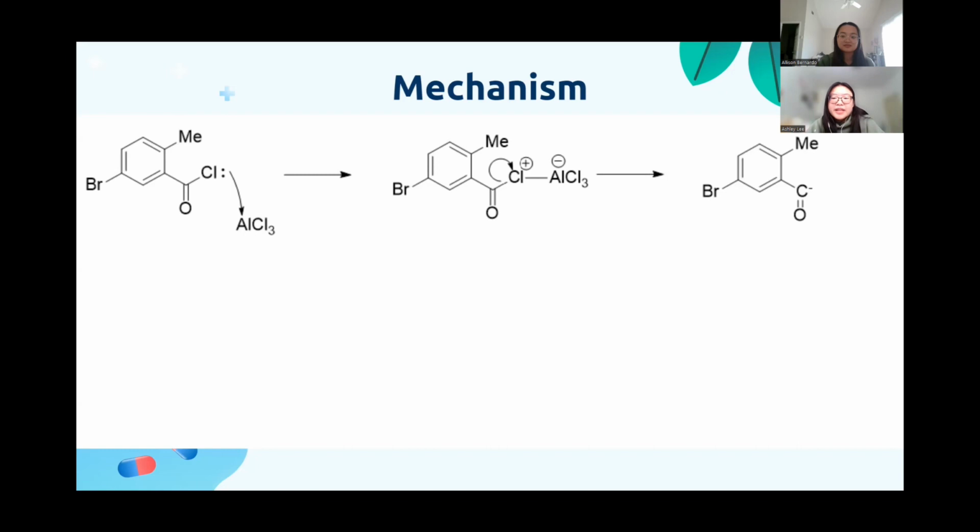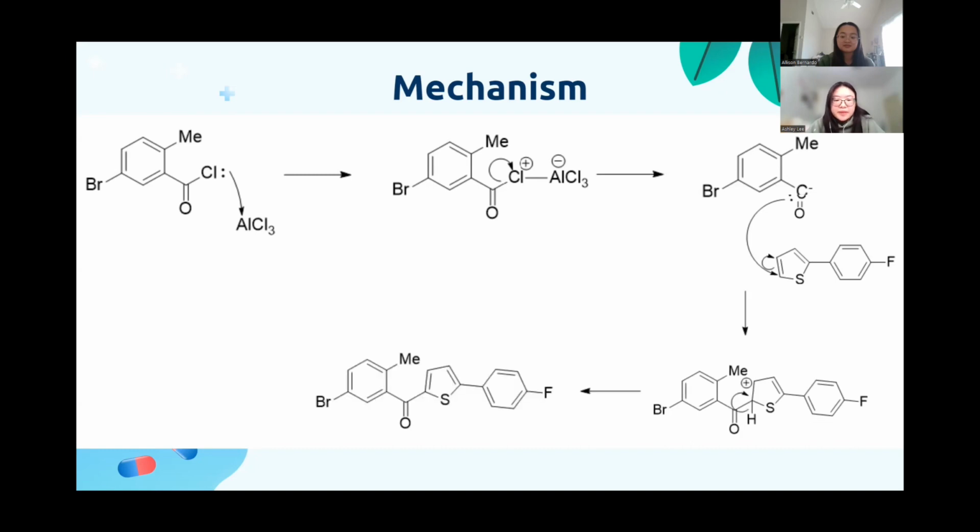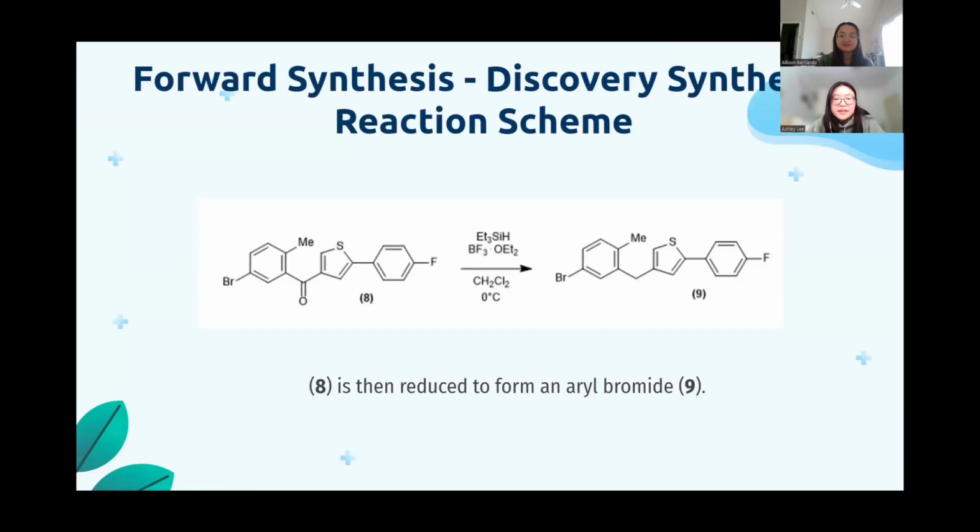The lone pair then reacts with the carbon next to the sulfur group, which then shifts the double bond up, creating a cation. The hydrogen then reforms the double bond, creating stability, which finally produces compound 8. The second step involves a reduction of compound 8 to form an aryl bromide, or compound 9.